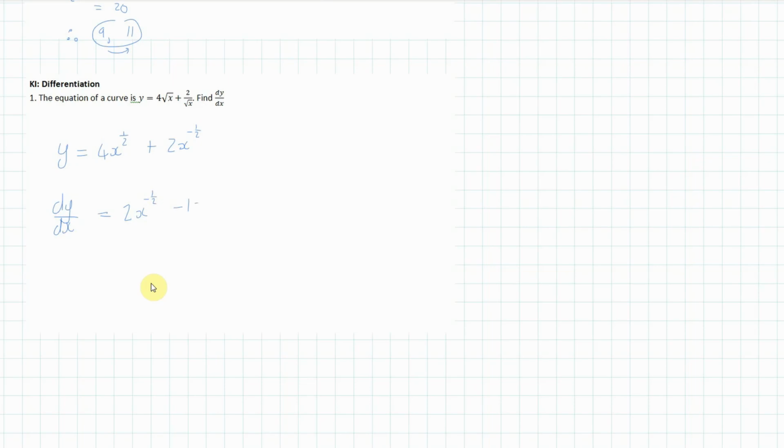And then I take the x power and I drop it down by 1, so it's going to be negative 3/2. And that would be my final answer, or we might write it like this, 2 over square root x minus 1 over square root x cubed or something like that, but that'll do.